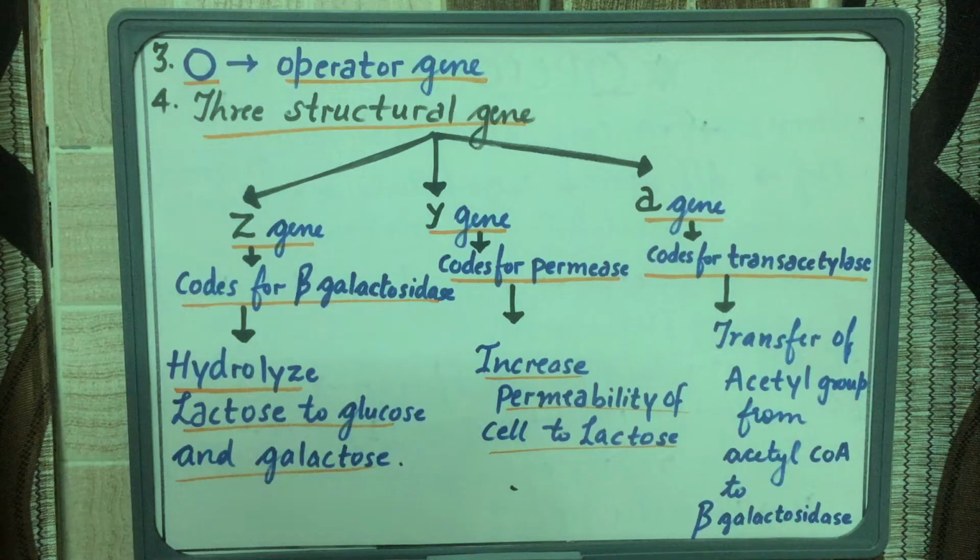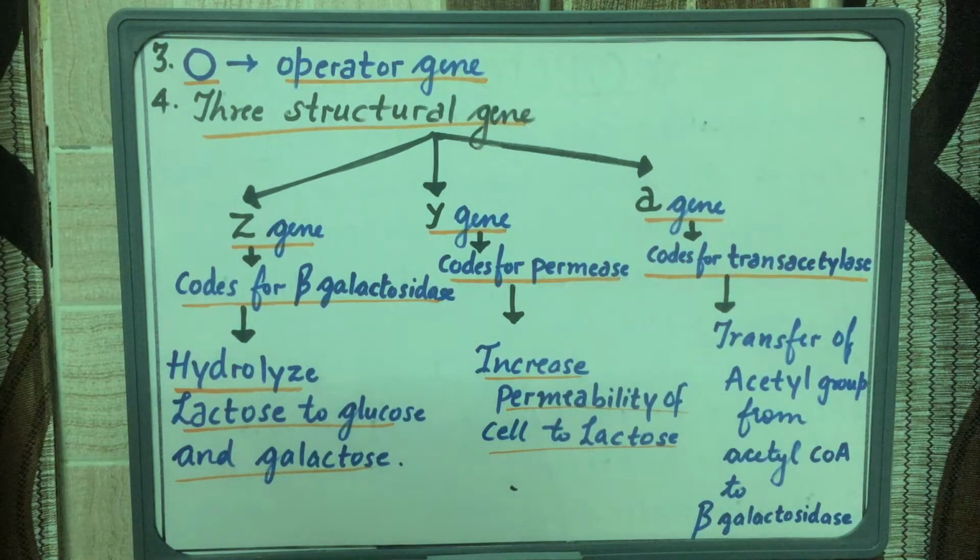Now, the fourth gene group is the three structural genes. They are Z gene, Y gene, and A gene. Z gene codes for beta galactosidase. Y gene codes for permease and A gene codes for transacetylase.